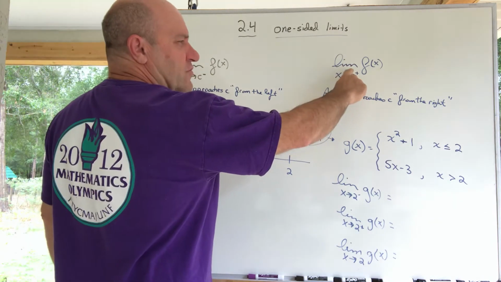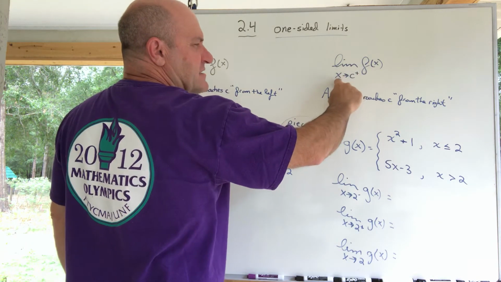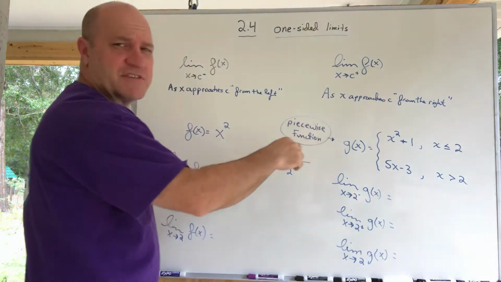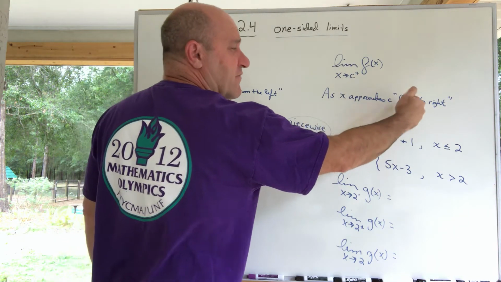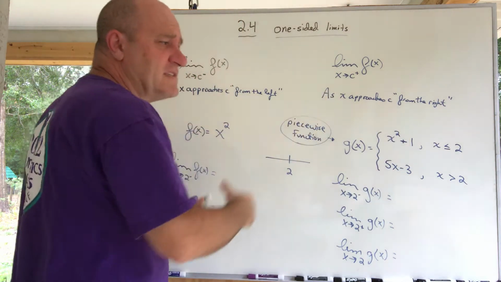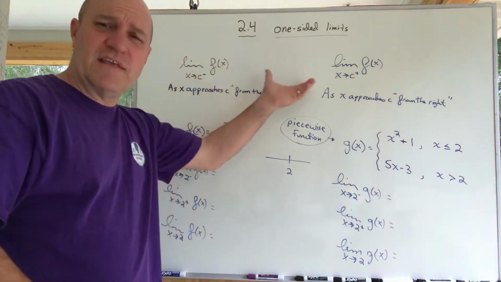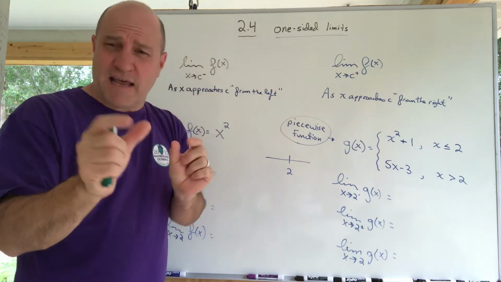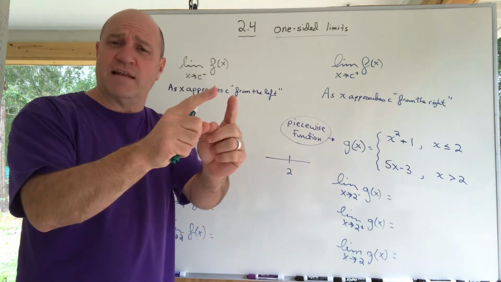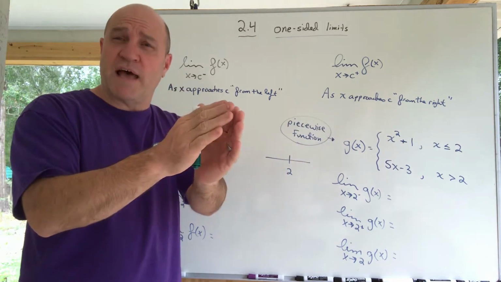When we have this little notation, the limit of f of x as x approaches c with a little positive sign on the back side of the c, that means as x approaches c from the right. So these are one-sided limits. Everything before we learned these notations, everything without the little minus sign and plus sign, has always been two-sided limits. We've been approaching from both sides.